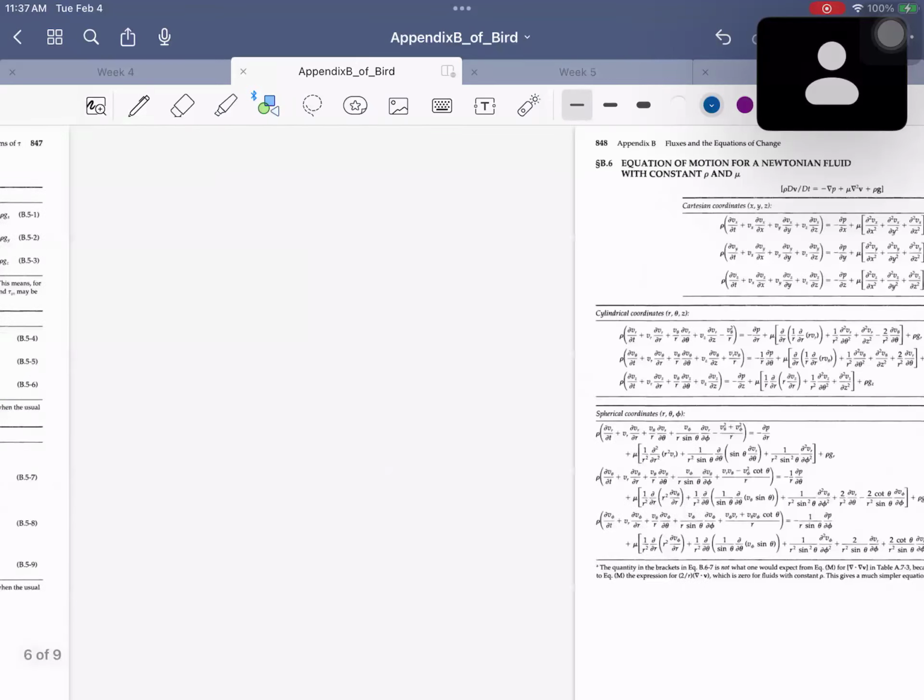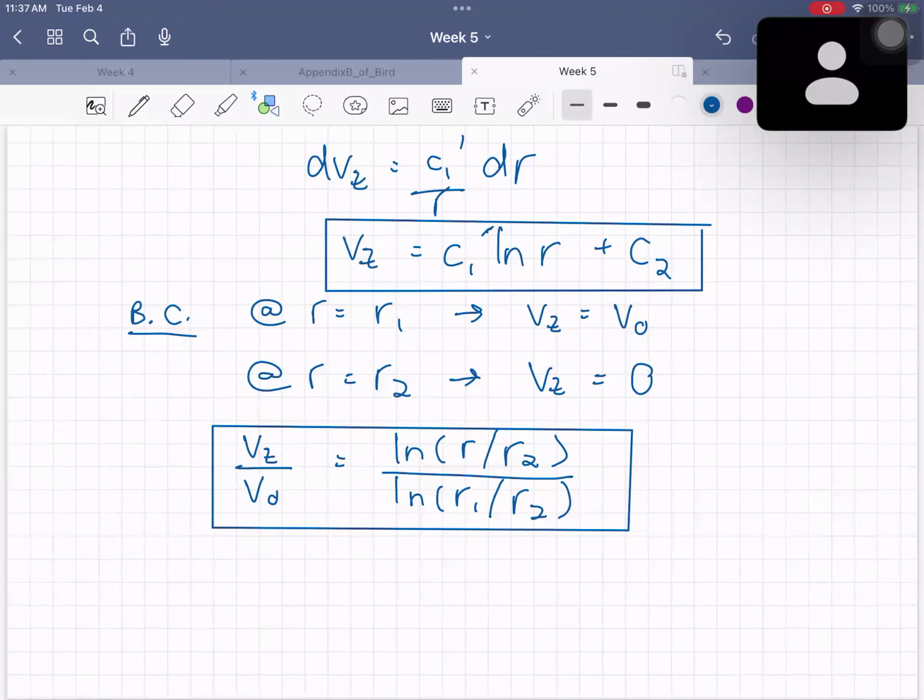Any questions about this? All right, last but not least, what would be the momentum flux? What would be the momentum flux in this case?